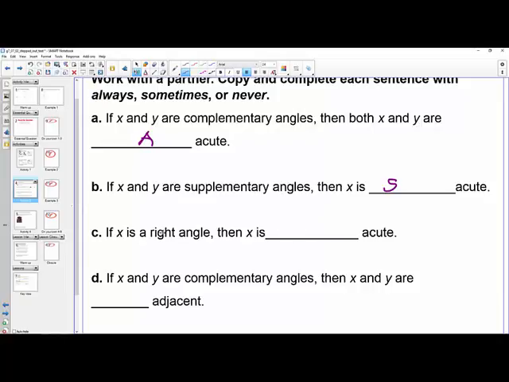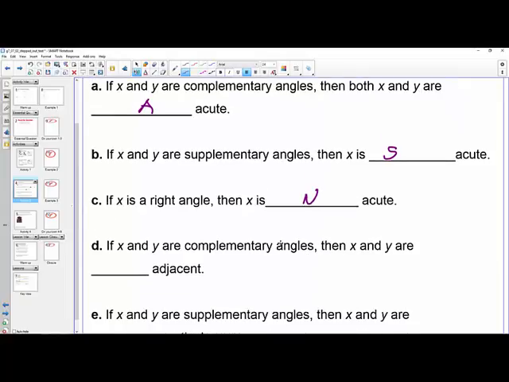If x is a right angle, then x is going to be never. If x and y are complementary angles, then x and y are, if they're complementary angles, meaning they're right next to each other, where they're 90 degrees. So that means that if I draw it out, well, they're right next to each other. They might not have the same angle measurement, but they are always adjacent.